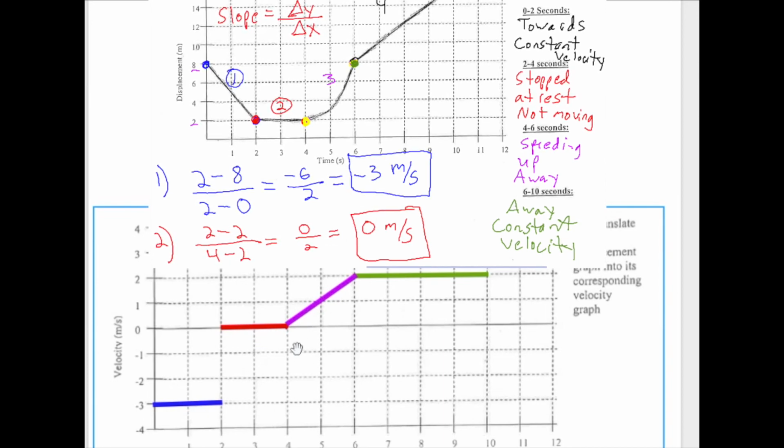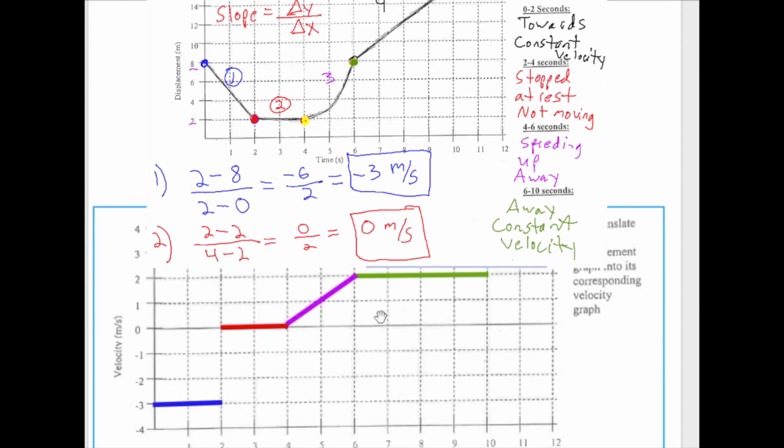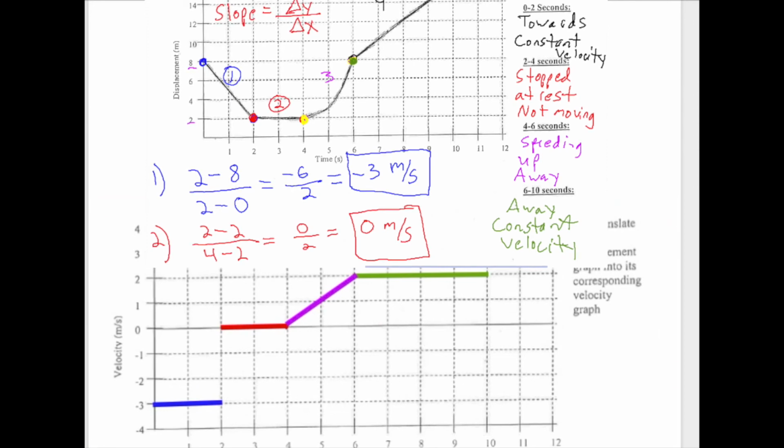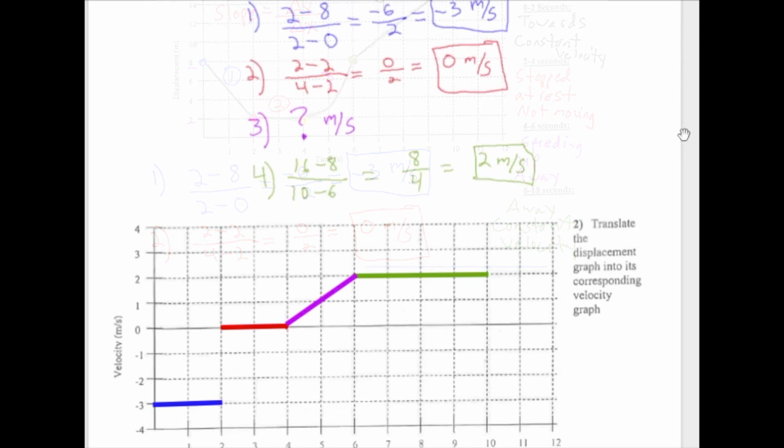I said that 0 to 2 seconds, constant velocity towards, check. I said 2 to 4 seconds, at rest, not moving, check. I said from 4 to 6 seconds, I'm speeding up away, check. And I said from 6 to 10 seconds that I'm moving at a constant velocity away, check. The main takeaway here is that we need to divide our graph up into separate parts of motion, take the slope of those separate parts of motion, and then transfer that slope to our velocity time graph because the slope of our displacement time graph is velocity.